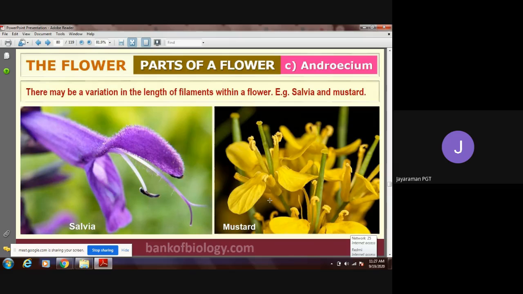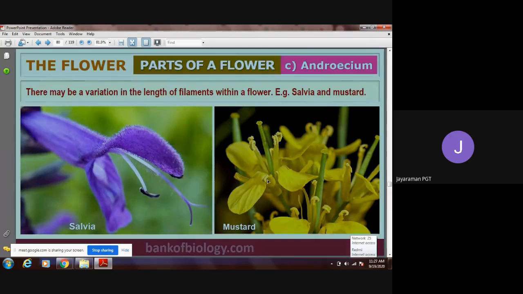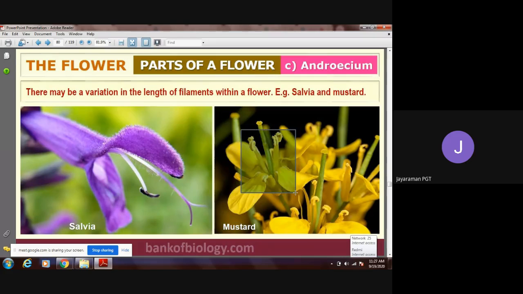In mustard, you can find 2 filaments that are short and the remaining 4 filaments that are long. The 2 short ones will be on the inner side. So 2 short stamens and 4 long stamens. This is tetradynamous. Different types are not given in the book, but we can do it.